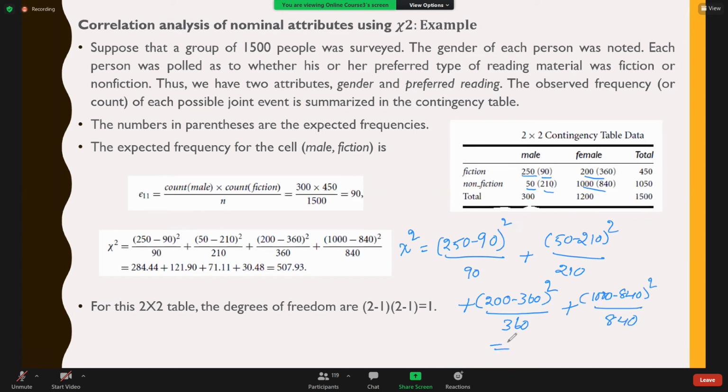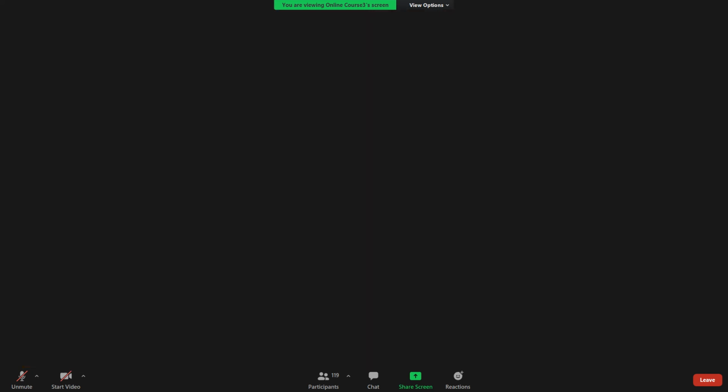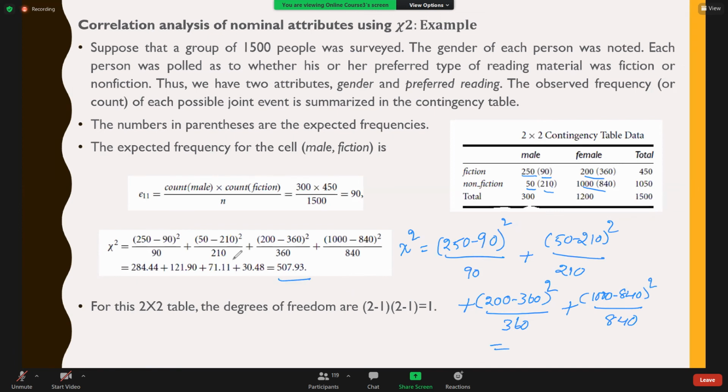So finally, what is the value that we obtained? 507.93. So this is the chi-square value. This is the statistical test which is used for finding out the correlation between two nominal attributes based on the frequency of the joint event. Two attributes, right? So based on the occurrence of this event. Let's discuss this.